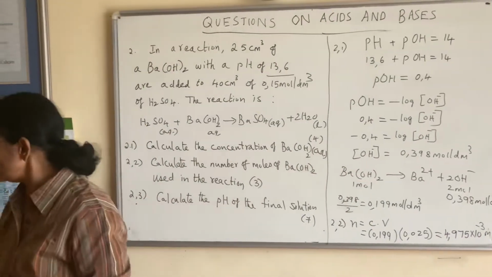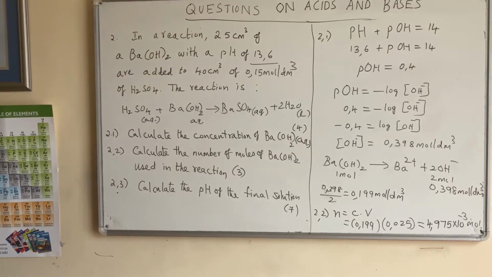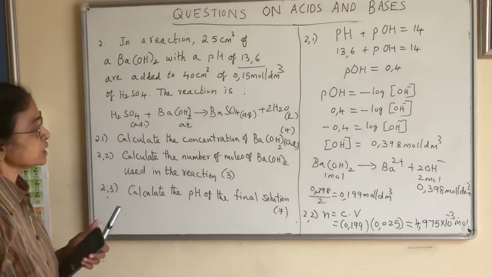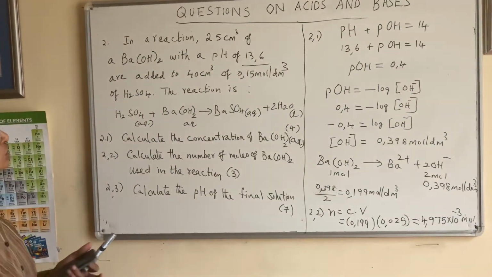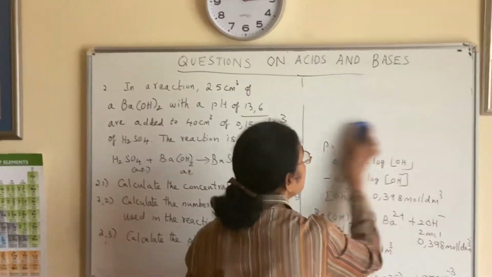Now we have to do the third part of the question. What is the third part of the question? Calculate the pH of the final solution. To find the pH of the final solution, we know the number of moles of barium hydroxide.